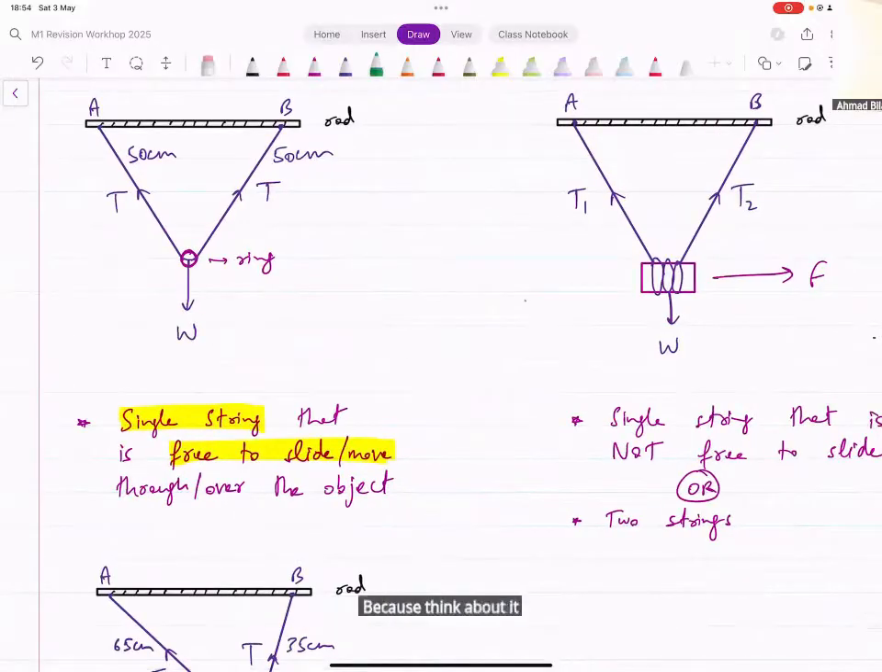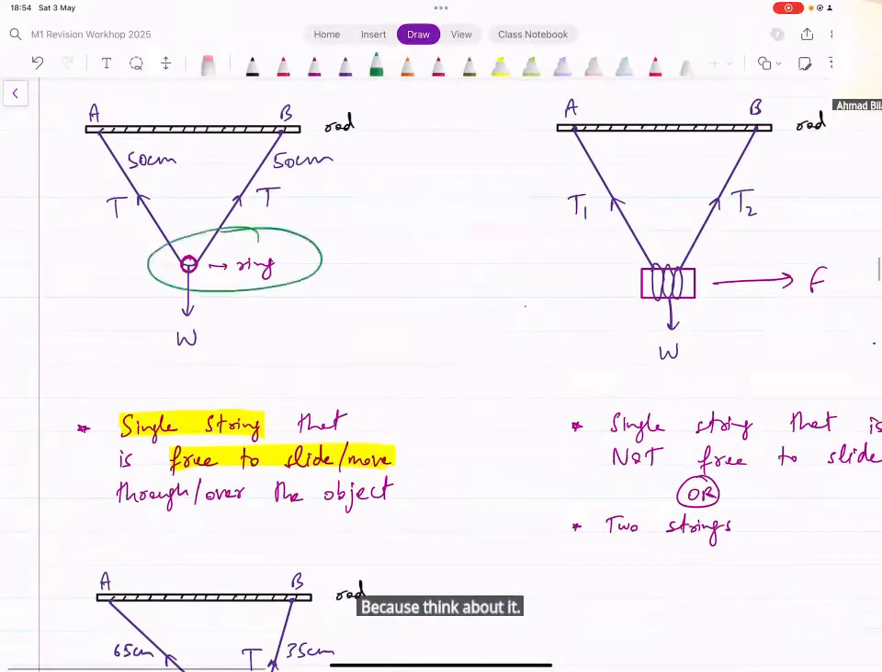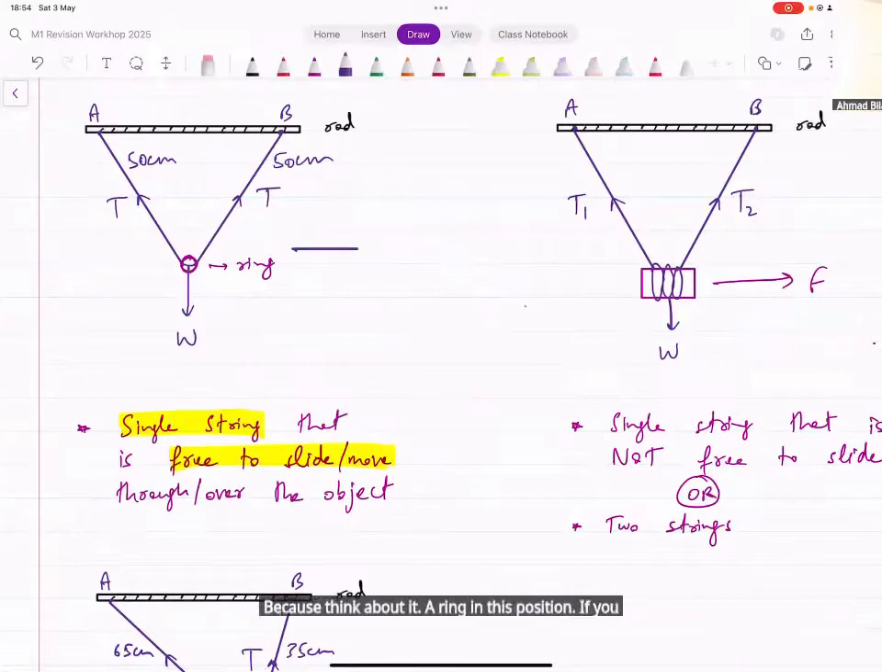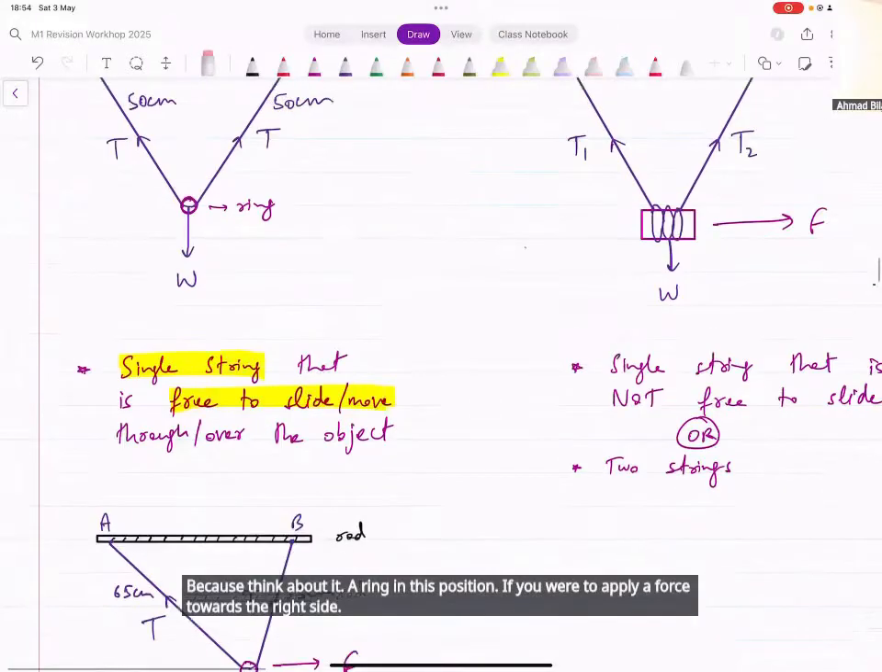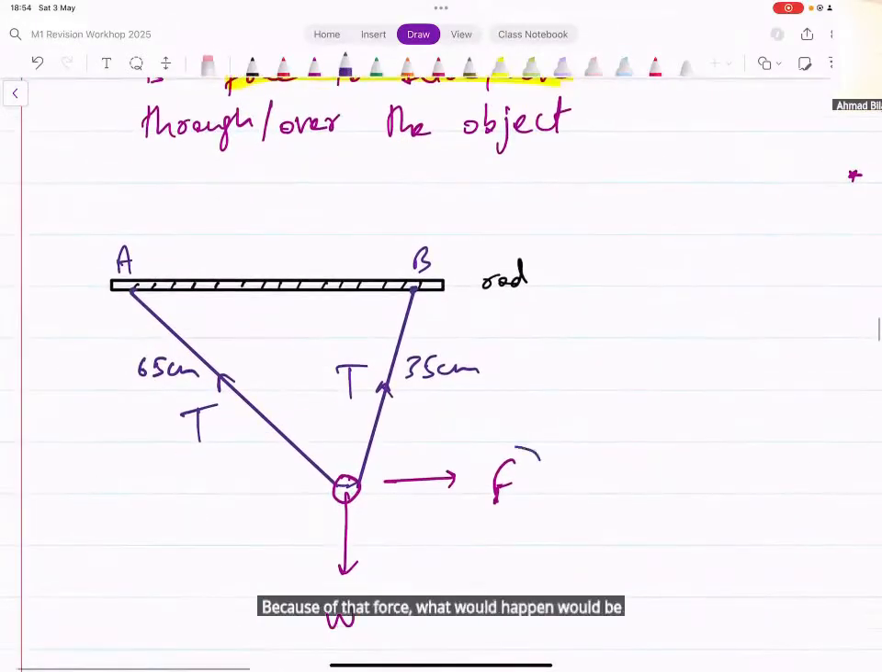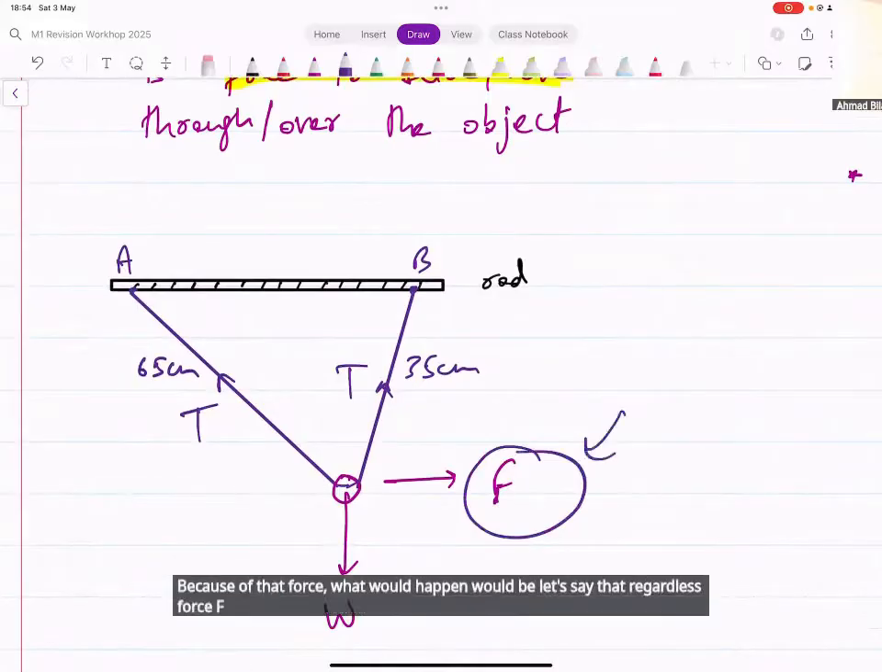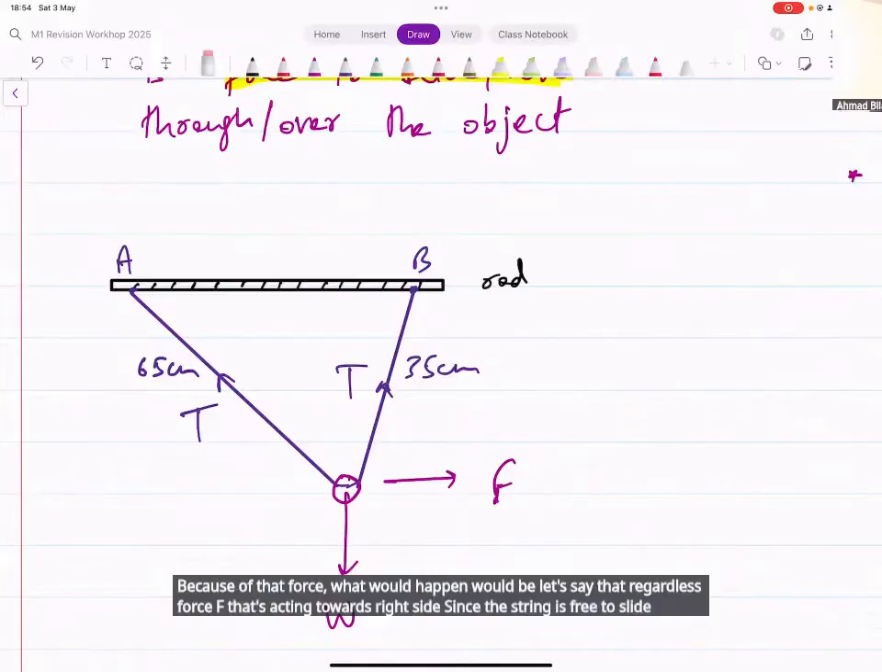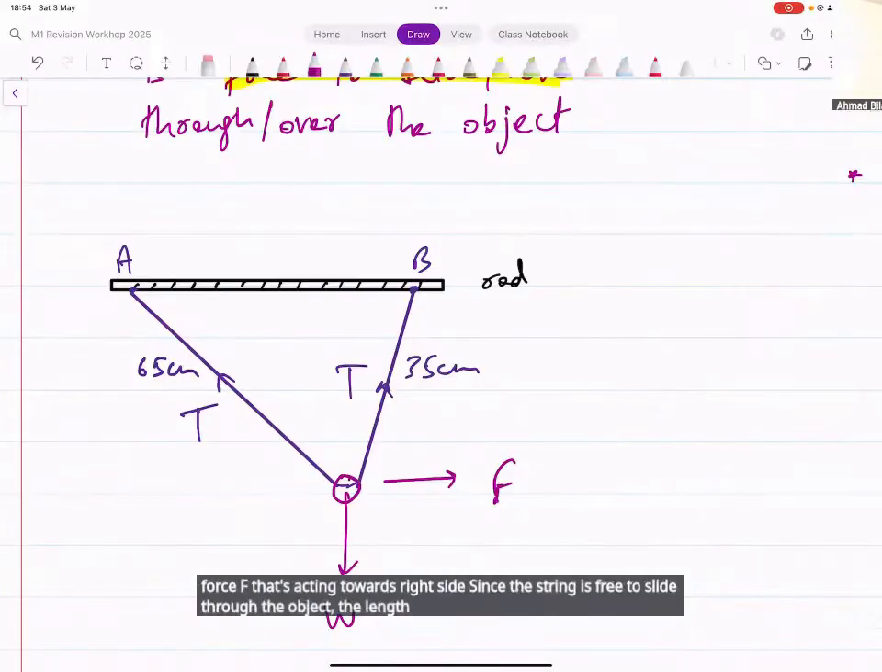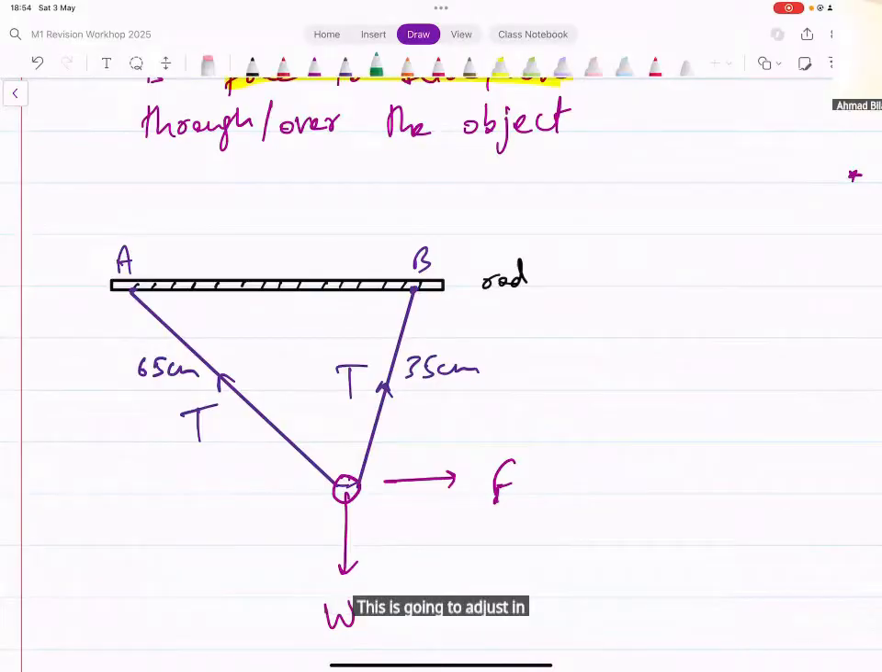Because think about it, if you have a ring in this position and you apply a force towards the right side, let's say this force F that's acting towards the right, since the string is free to slide through the object, the length of the string on the left side and the length of the string on the right side is going to adjust in such a way that the ring comes to an equilibrium position again, like this.